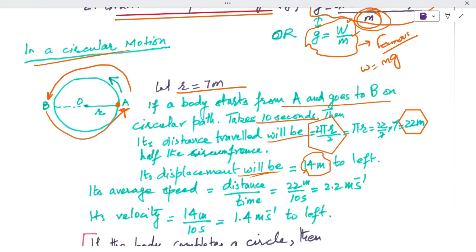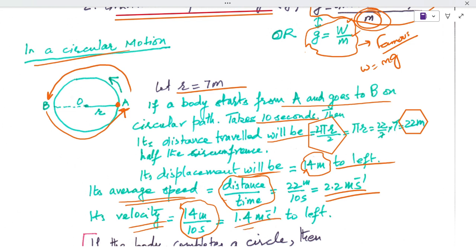So when we talk about distance and displacement, and time has already been given as 10 seconds, we can also find out the speed and the velocity. The speed will be distance over time. This will be called average speed, and it will be 2.2 meter per second, and velocity will be 1.4 meter per second to the left. Can you see? Distance has no direction and velocity has a direction towards the left while going from A to B.